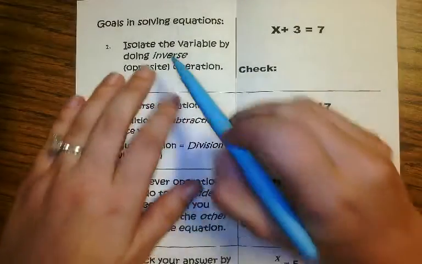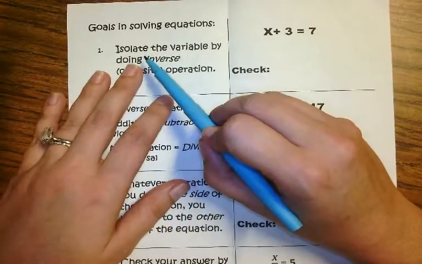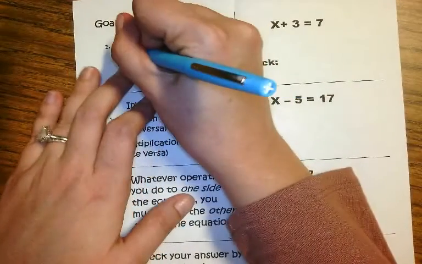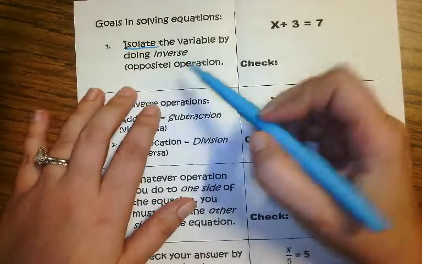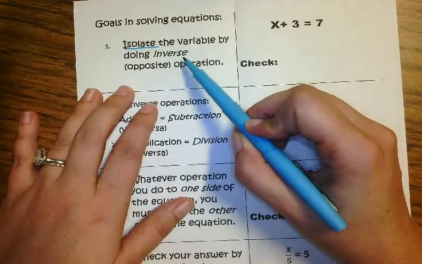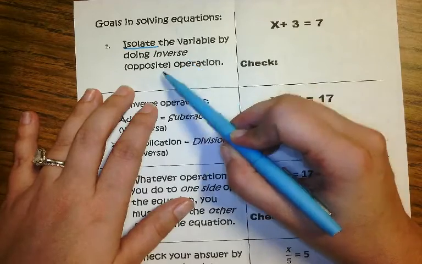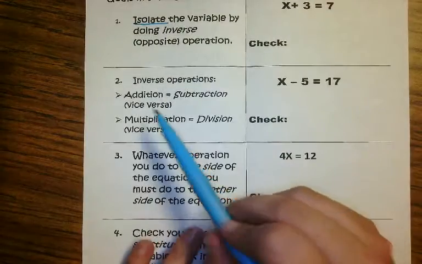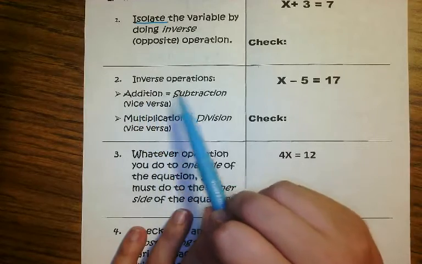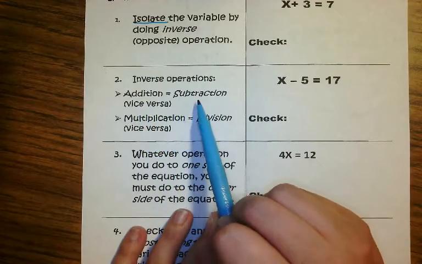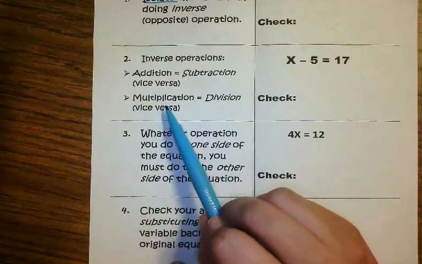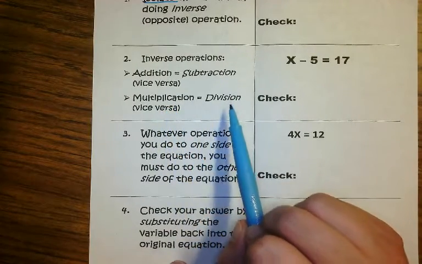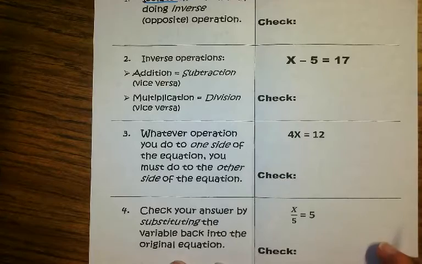So as a review, we know that the number one goal for solving equations is to isolate the variable. We want the variable to be all on its own, and we do that by performing inverse operations or opposite operations. The inverse of addition is subtraction, the inverse of subtraction is addition, the inverse of multiplication is division, and the inverse of division is multiplication.